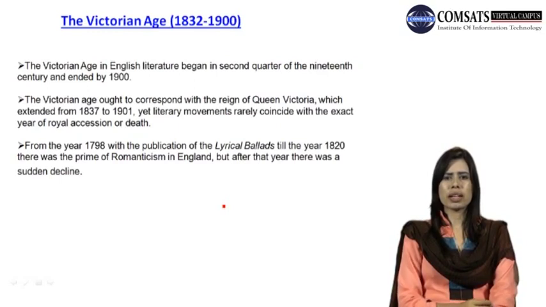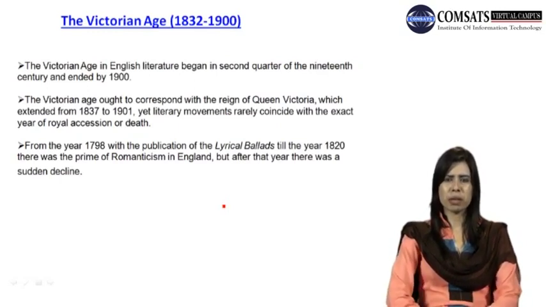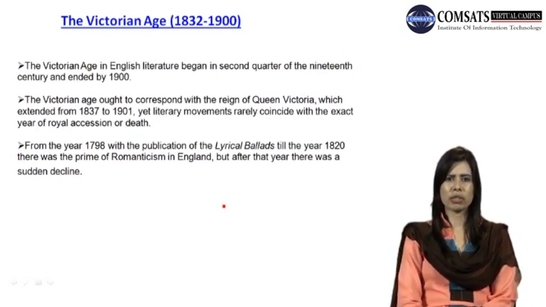The Victorian Age, another period after the Romantic movement in the history of English literature, started in 1832 and ended in 1900. That is also known as the 19th century literature. This age began in the second quarter of the 19th century and ended by 1900, as I told you. The Victorian Age ought to correspond with the reign of Queen Victoria, which extended from 1837 to 1901.